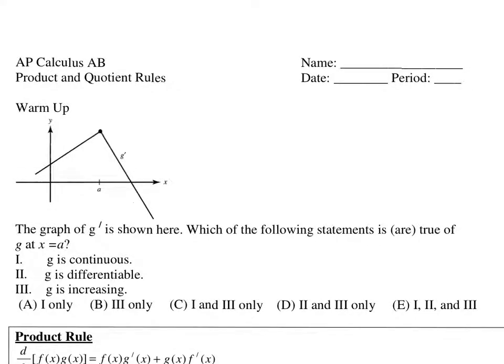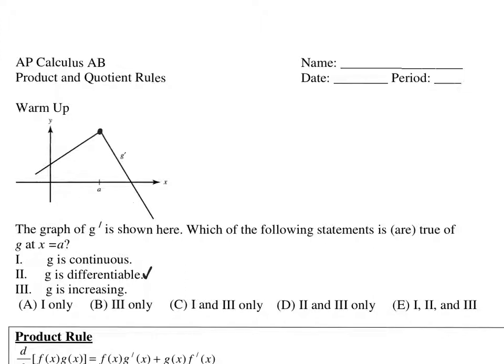So looking at G prime here, the first, really the most obvious thing probably is the fact that it is differentiable because G prime is defined at A. All right, so we'll mark this one as true because, hey, there's a point here, so the derivative does exist and it's defined. It equals whatever that y value is at A.